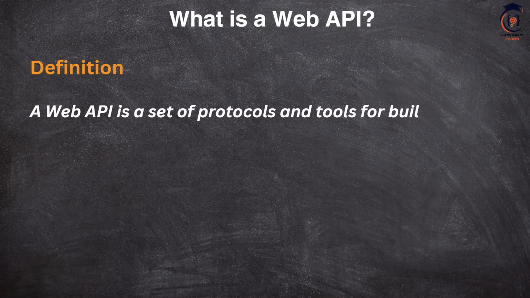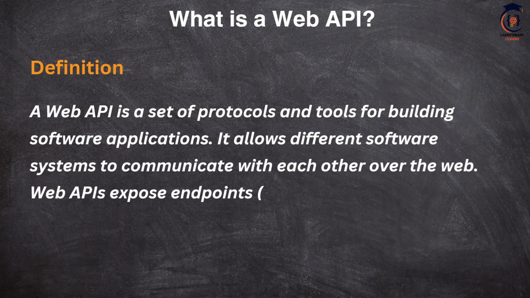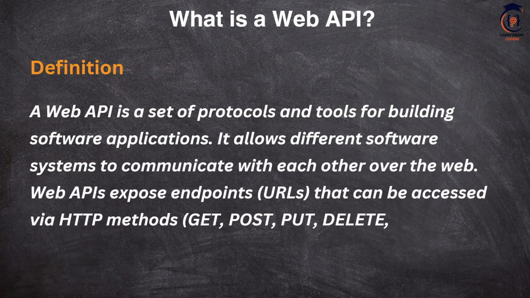So what is Web API? Web API is a set of protocols and tools for building software applications. It allows different software systems to communicate with each other over the web. Web API exposes endpoints that can be accessed via HTTP methods. There are these 4 important HTTP methods. So let me explain. This is just a definition.